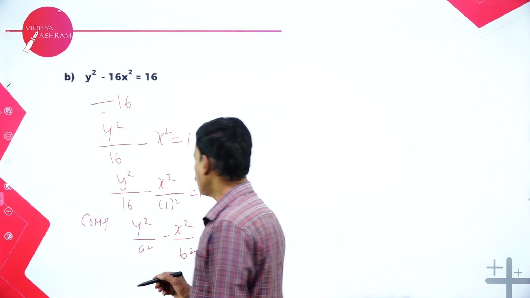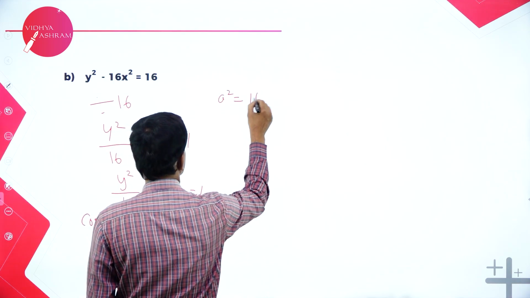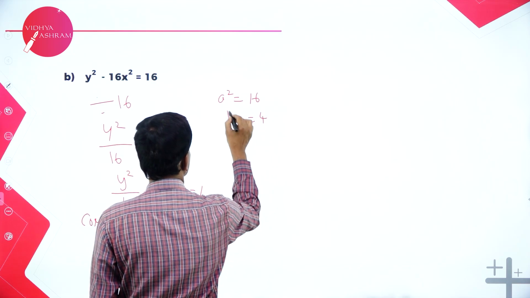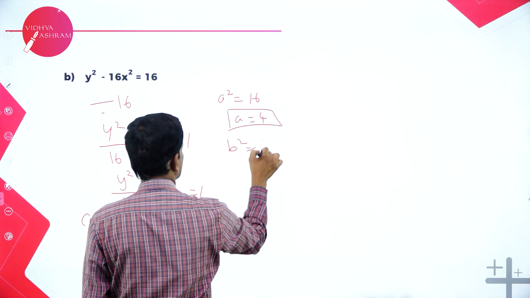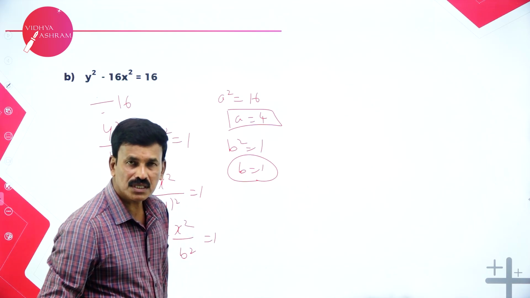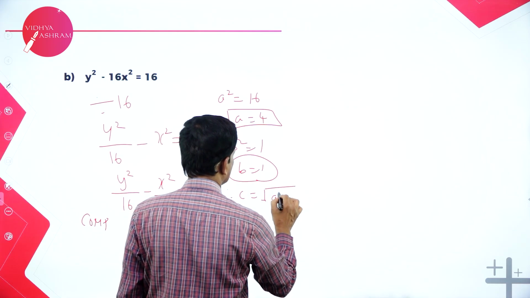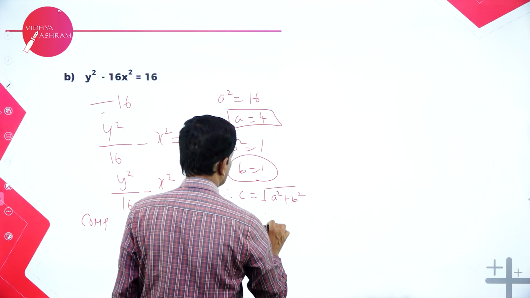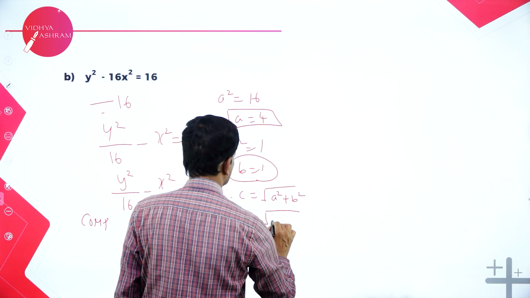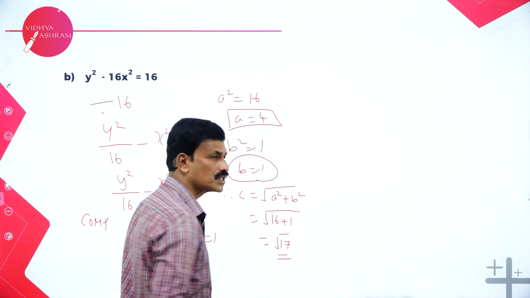Now, what is a square? a square is equal to 16. Therefore, a is equal to 4. b square is equal to 1. Therefore, b is also equal to 1. Now, find out c. Therefore, c is equal to root of a square plus b square. So, that's equal to root of 4 square, that is 16, plus 1, root 17. c is equal to root 17.